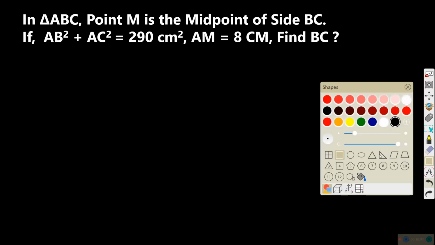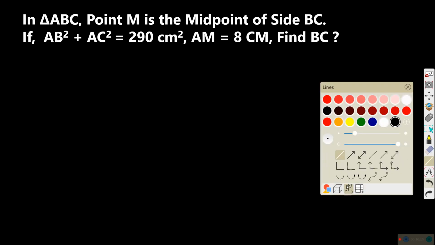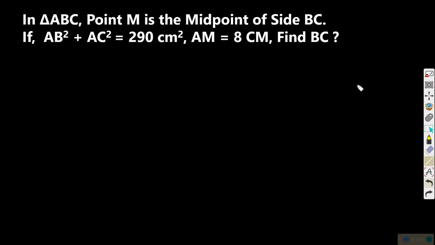In triangle ABC, point M is the midpoint of side BC. If AB square plus AC square is 290 centimeter square, AM is equal to 8 centimeter, find BC. So here measurement is coming. So we need to make a triangle ABC now. Oh, it is black, you cannot see. I'll change the color.